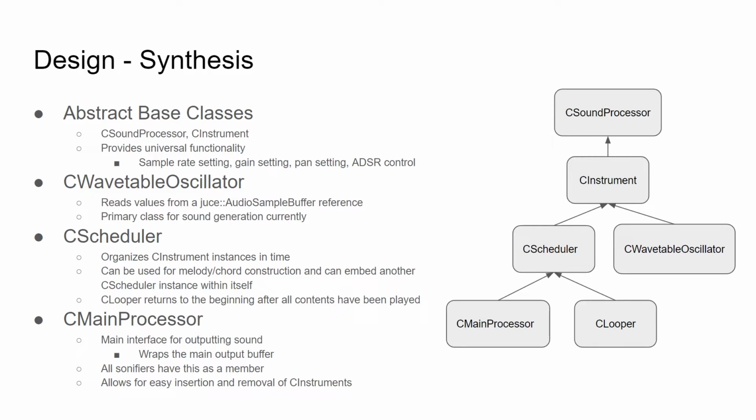CMainProcessor is basically a wrapper for the main output buffer that JUCE expects us to fill. It provides functions such as adding instruments to it and removing them. You can also schedule things just like a scheduler. It allows for easy manipulation of your instruments and creating sound. And all sonifiers have this as a member, and it's placed in the process function. And as I said, it wraps the main output buffer.